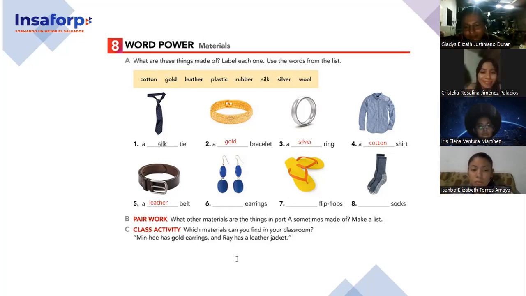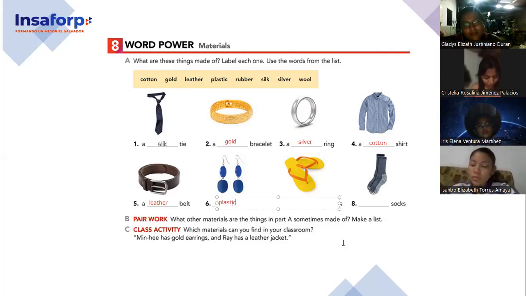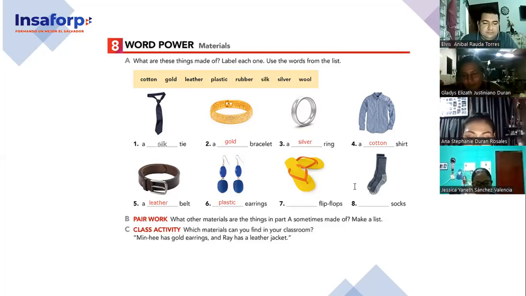Number six, please. Continue, Isabel. It is gold. Rubber earrings. What do you think, class, about rubber? No, it's plastic. It's very similar. Plastic. Yes. In this case, number six is plastic. About number seven, it is? Rubber flip-flops. And Stephanie, can you finish, please? Number eight, socks.